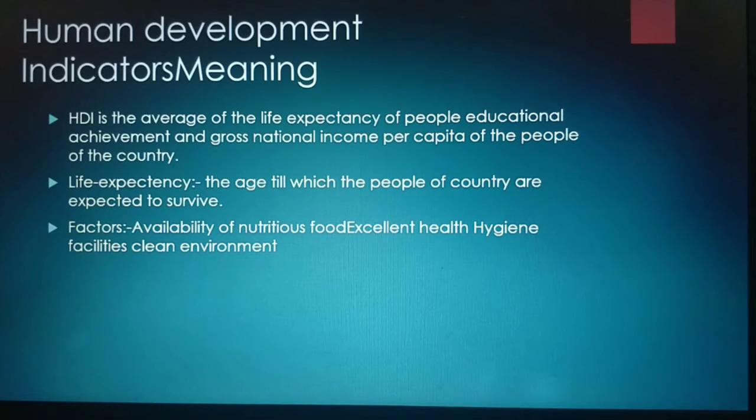So HDI, that is Human Development Indicator, is the average of the life expectancy of people, educational achievement and gross national income per capita of the people of a country. Life expectancy. What is life expectancy? This is also a 1-mark question. It is the age till which the people of the country are expected to survive. So this they also asked as a 1-mark question.